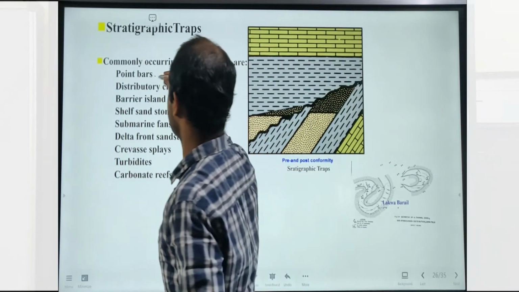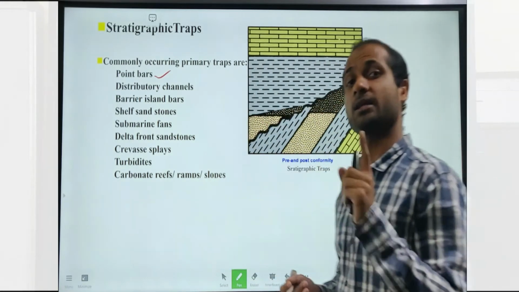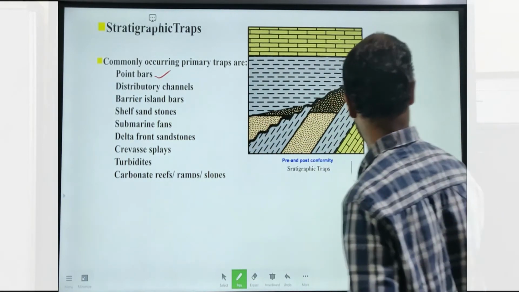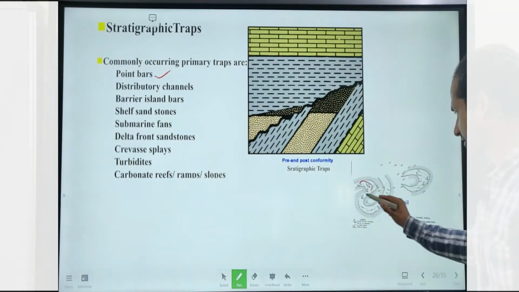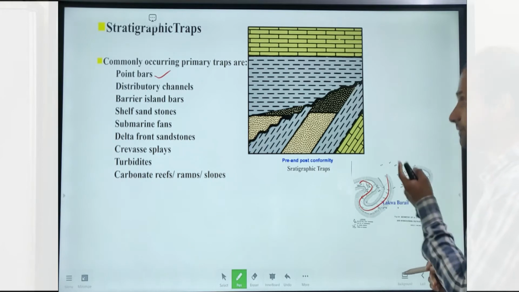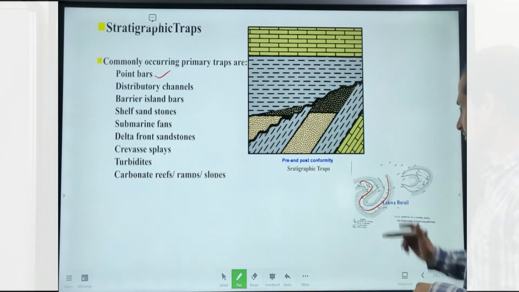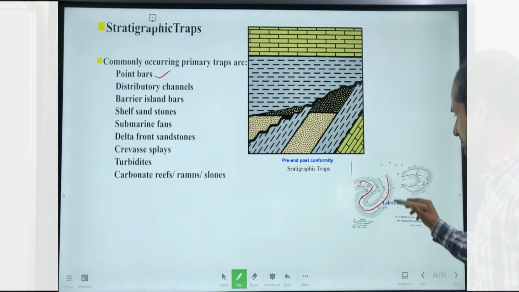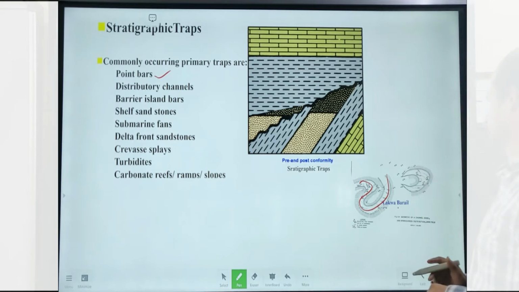The first is point bar. Where do they occur? They occur along meandering rivers, something like this. This is a meandering river. This is one of our fields, Lakwa and Baral field in Assam, where we have stratigraphic traps. We have drilled several wells in the channel system and we are getting hydrocarbon.